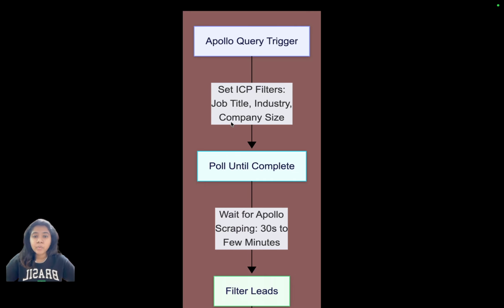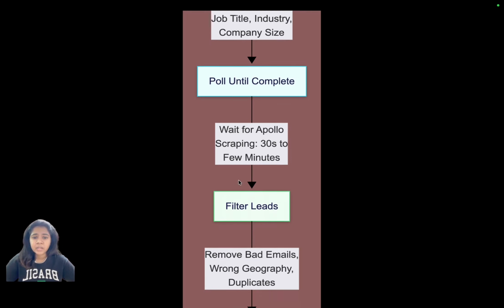Step 2, poll until complete. The automation just waits. Apollo takes anywhere from 30 seconds to a couple of minutes to finish scraping. The workflow checks every few seconds until the list is ready. Nothing manual here, it just waits and moves on when it's done.